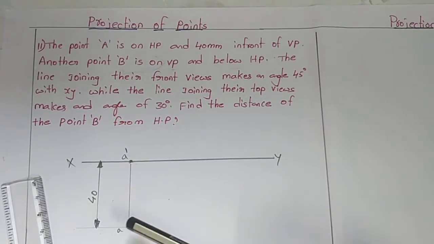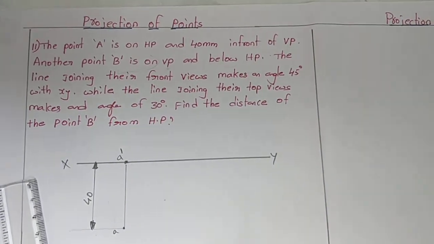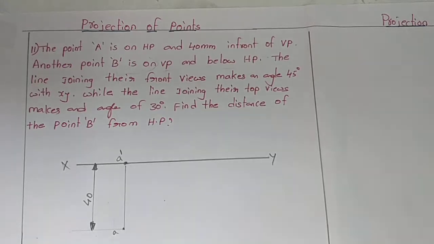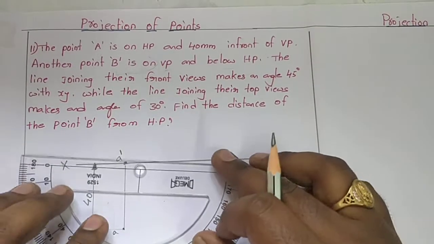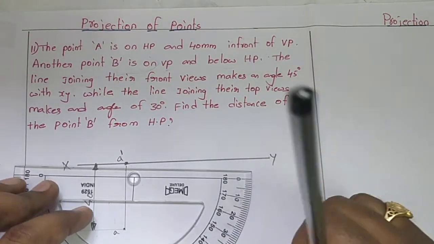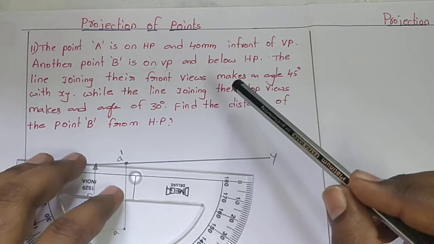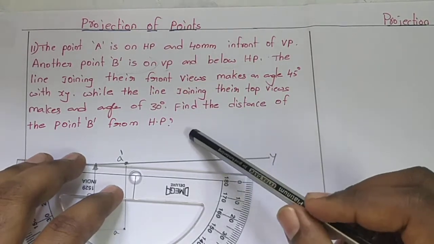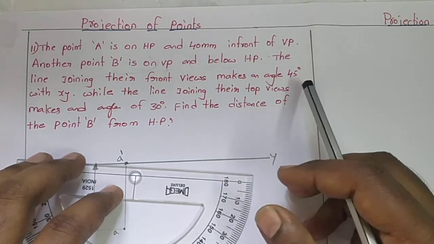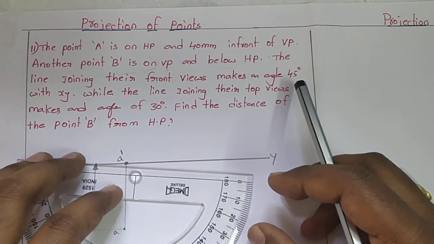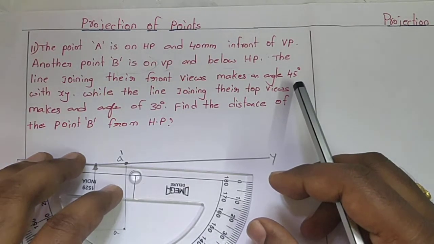This is the front view and this is the top view. Using a protractor, we first need to draw the 45 degrees line. Here the given point B is on VP and below HP, so it is definitely the fourth quadrant. You can take it as the fourth quadrant.